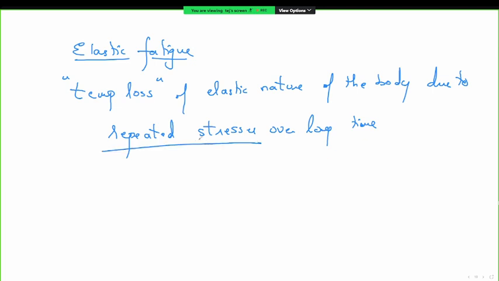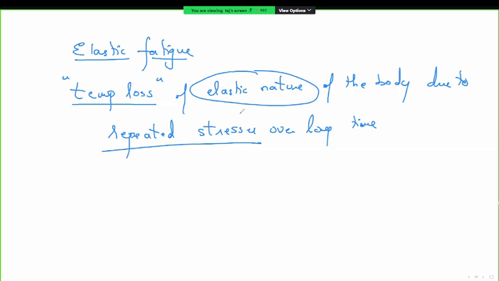Repeated stress means you keep hitting it over a long period of time. After some point of time, it will become very rude. It won't react to anything. So at that point, if it is not reacting, it's a temporary loss to your body. So temporary loss of what? Of elastic nature of the body, due to what? Repeated stresses over a long time. This concept is called elastic fatigue.